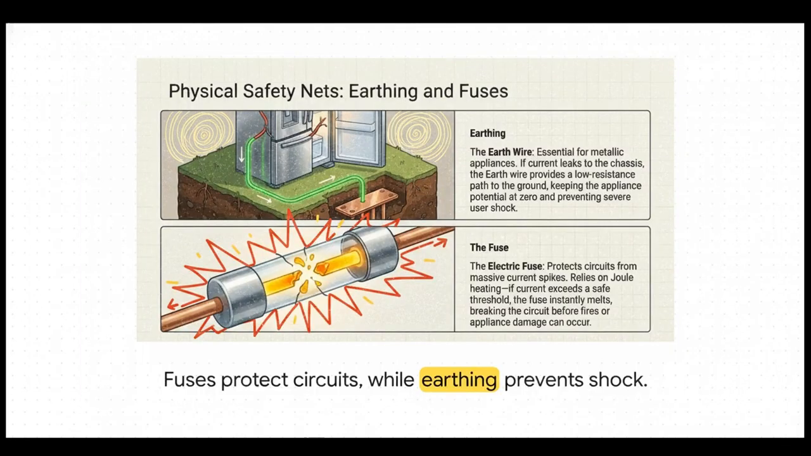So to stop your house from literally catching fire during an overload or short circuit, we have physical safety nets. The first is the classic electric fuse. It relies on Joule heating. Basically, the fuse is a planned weak link. If the current spikes to a dangerous level, the tiny fuse wire gets incredibly hot and melts instantly, snapping the circuit and killing the power before the wires inside your walls can ignite. The second major safety net is earthing, and that one is there specifically to protect you from getting electrocuted.